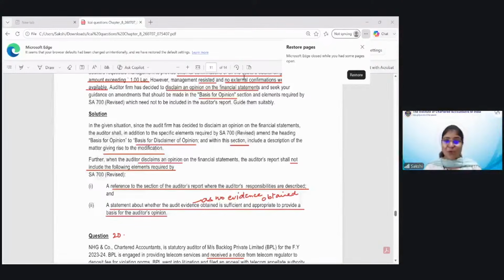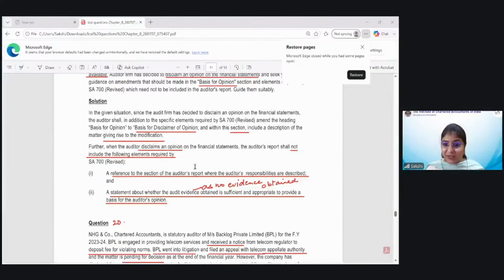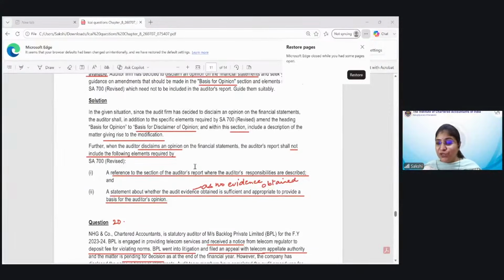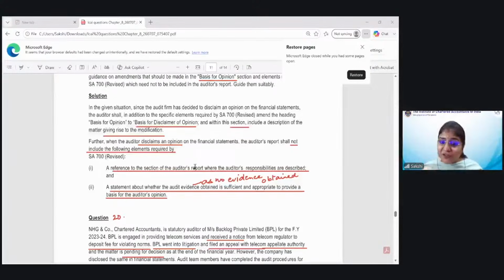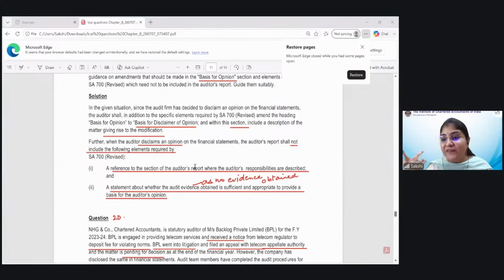All right. So they say basis for opinion, they will change it to basis for disclaimer of opinion, isn't it? Basis for disclaimer of opinion on the financial statement. The auditor's report shall not include, what shall it not include? A reference to the section of the auditor's report where the auditor's responsibility is described. Why? Because it is mentioned that we have obtained sufficient and appropriate audit evidence, but they haven't. So this is going to disappear. What else? A statement about whether the audit evidence obtained is sufficient and appropriate, because no evidence has been obtained.